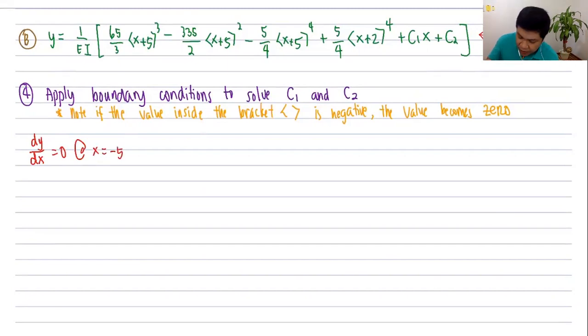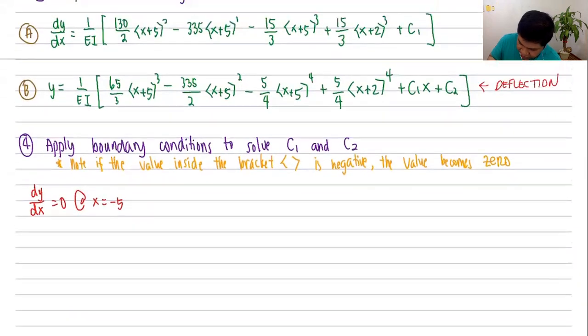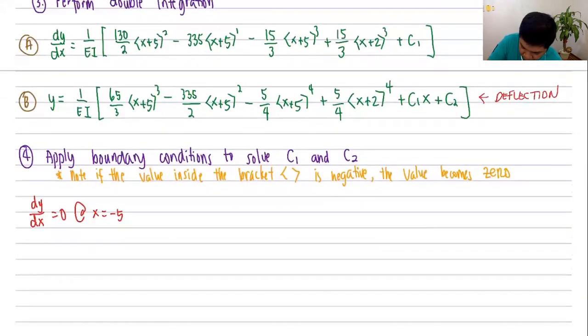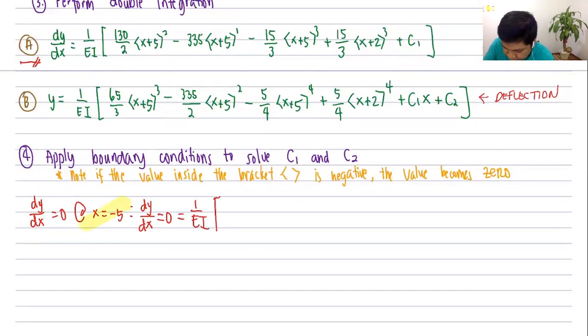-5. So from equation A, I'll just show this. From equation A, right here, I can say that dy over dx is equal to 0, is equal to 1 over EI. Let's just substitute everything, but I'll use x as -5. So just substituting, this will now give me 65.